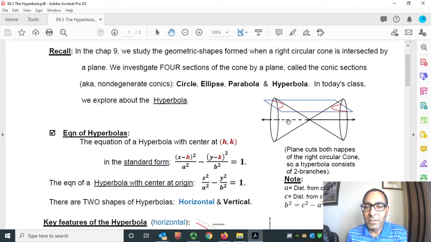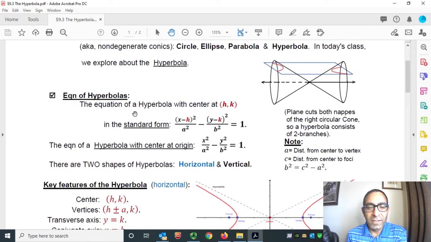So in the diagram here, when the plane cuts both nappes of the circular cone, then the cross section is a hyperbola. So now let's talk about the equation of a hyperbola. The equation of a hyperbola with a center at (h, k) in the standard form is (x minus h) squared over a squared minus (y minus k) squared over b squared equals 1, where h and k are the center, a is the distance from center to vertex, c is the distance from center to foci, and b squared equals c squared minus a squared.